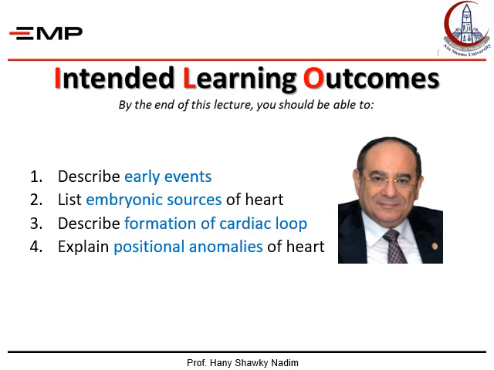In this lecture, we will cover the early events taking place during development of the heart. Number two, we will list the embryonic sources of the heart. Number three, the steps of formation of cardiac loop. Number four, we will explain some of the anomalies that occur in the position of the heart.